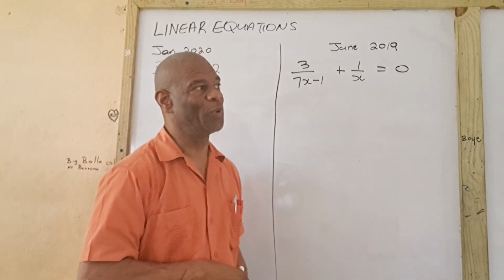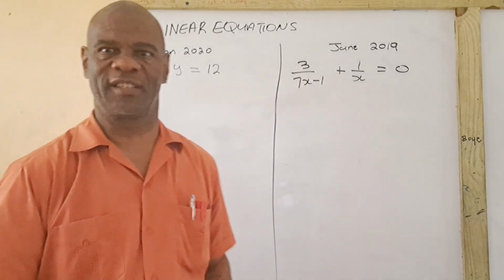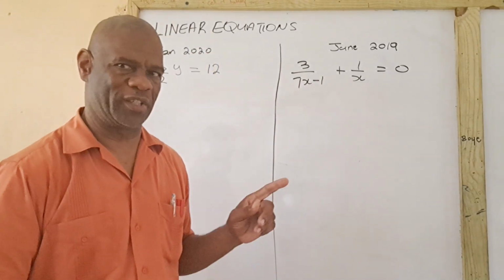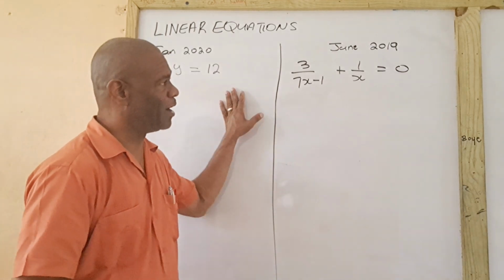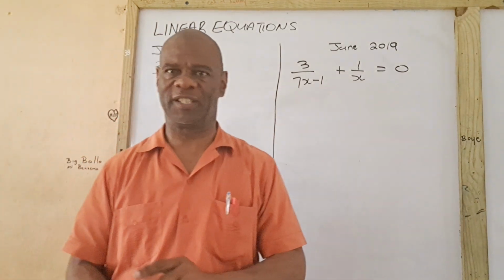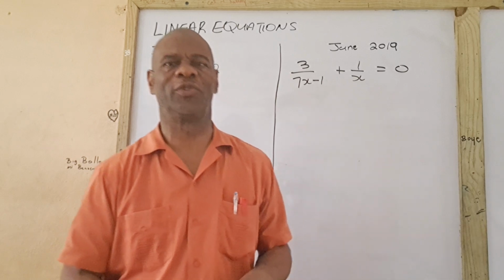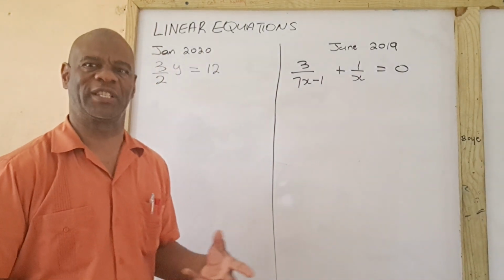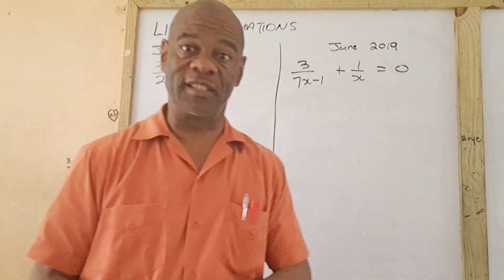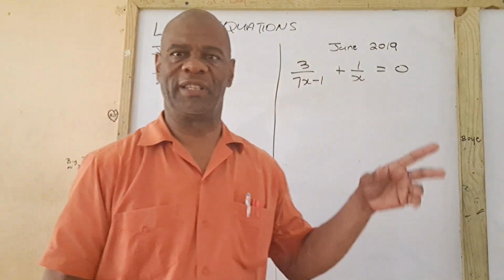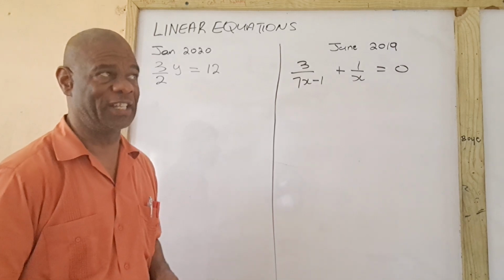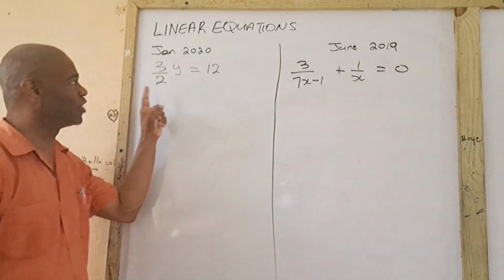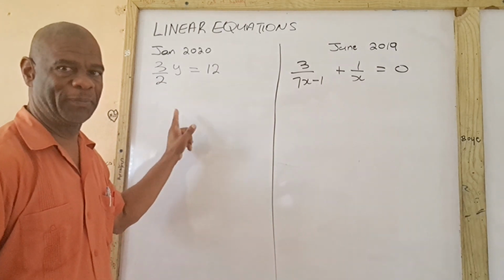Alright, and what we are going to be looking at in this session are some linear equations that came on some CSEC past papers. Right, and so we're going to look at just three of them, just to give you an idea of the type of question CSEC sends for in the linear equations. All right, and so we have a question from the January 2020 paper.